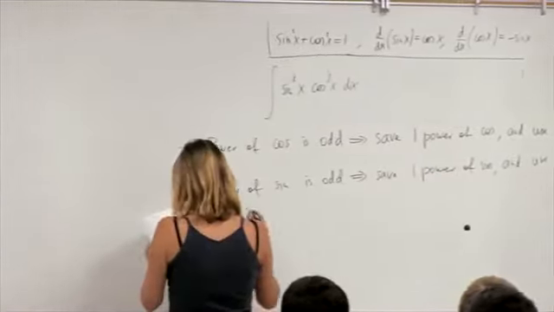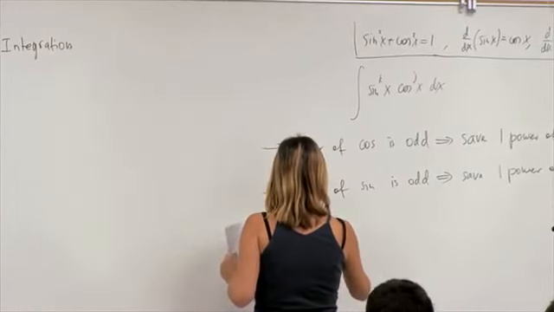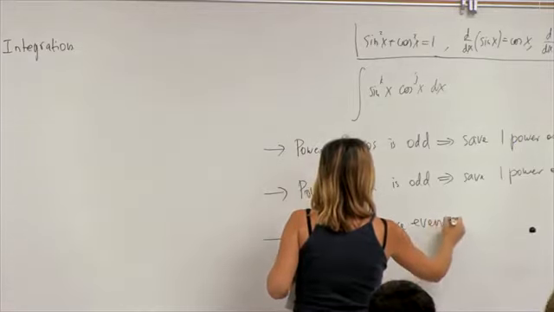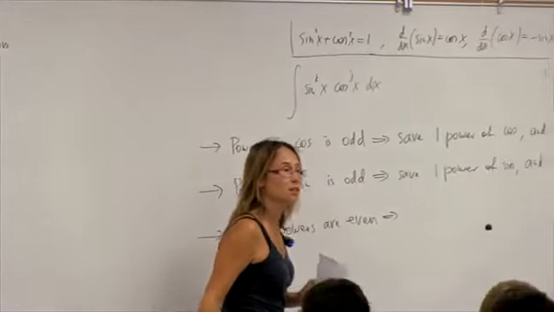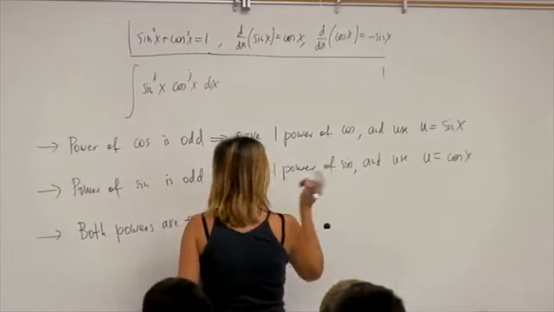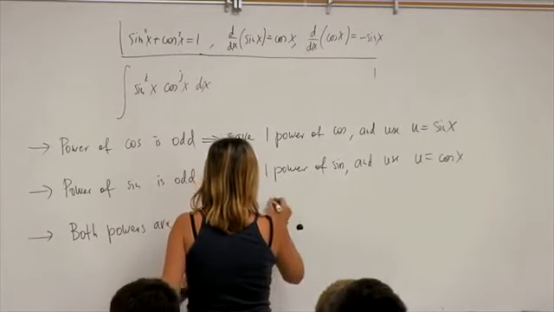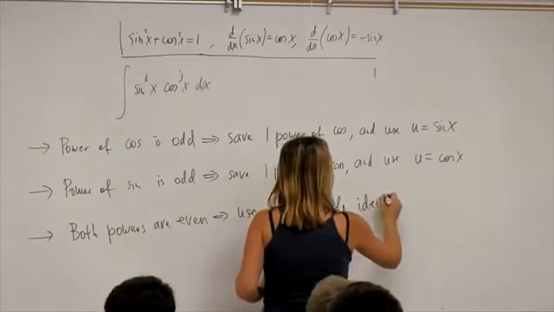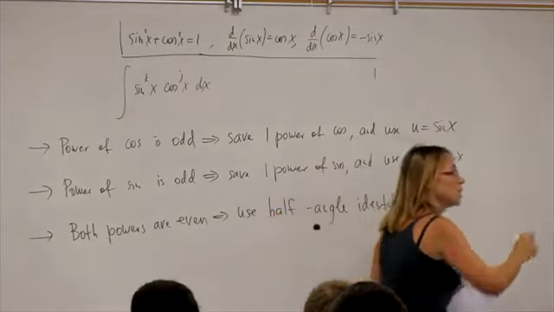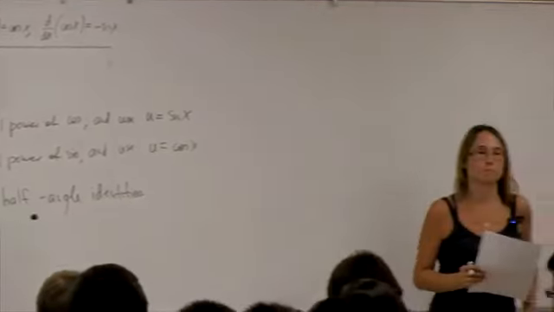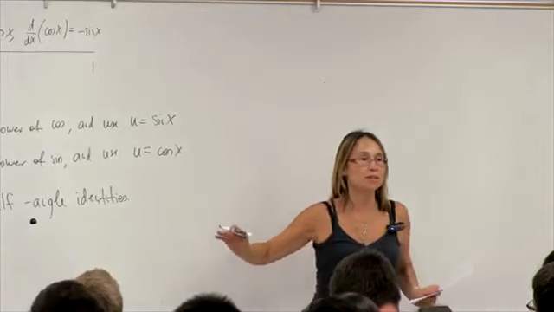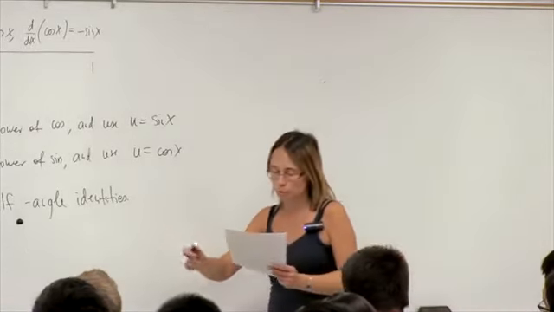In this case, both powers are even. And then we use double angle identities or half angle identities. As you have seen, sometimes you have to use them more than once. Okay? Questions? So all these cases are mapped out here. There's nothing else, no surprises. It's a clear algorithm which tells you what to do.